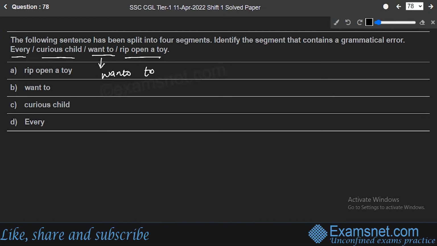See, we know that after each, everyone, someone, nobody, one, you use a singular verb. So, for example, you say each student has come. Right, here you have to use wants. Why? It's a singular one. There is one child we are talking about, so the verb will be accompanied by S. Okay. So this is the correct one. This is the erroneous part. Option B is the erroneous part. It should have been wants to.